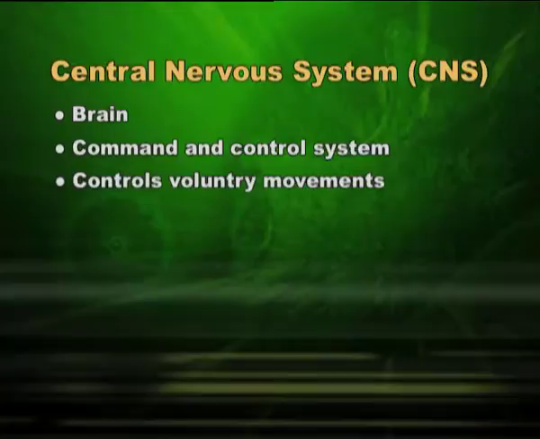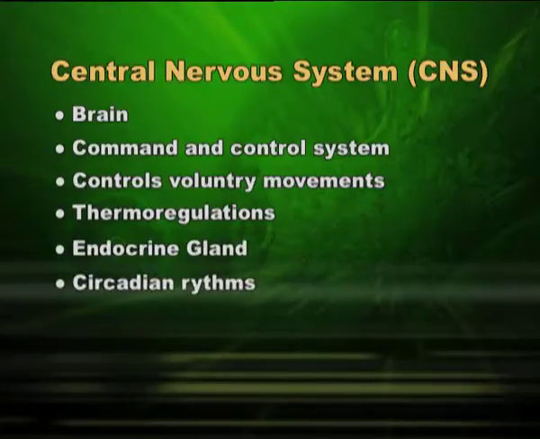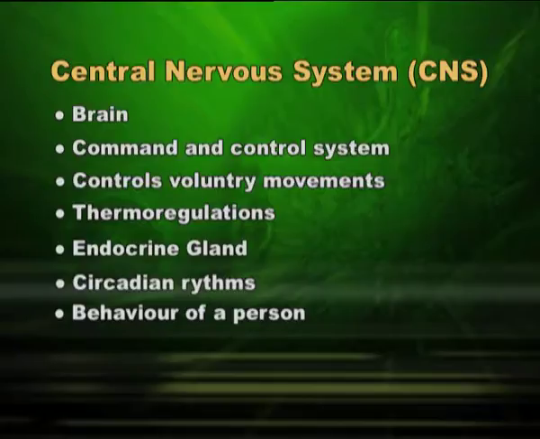It controls voluntary organs, involuntary organs, all the endocrine glands, thermoregulation, that is maintenance of temperature in the body, endocrine gland secretions, circadian rhythm, and the total behavior of a person in general is controlled by the brain. So, the brain becomes very important to understand: how it functions, what are its different parts, and how they monitor the total activity of our body.